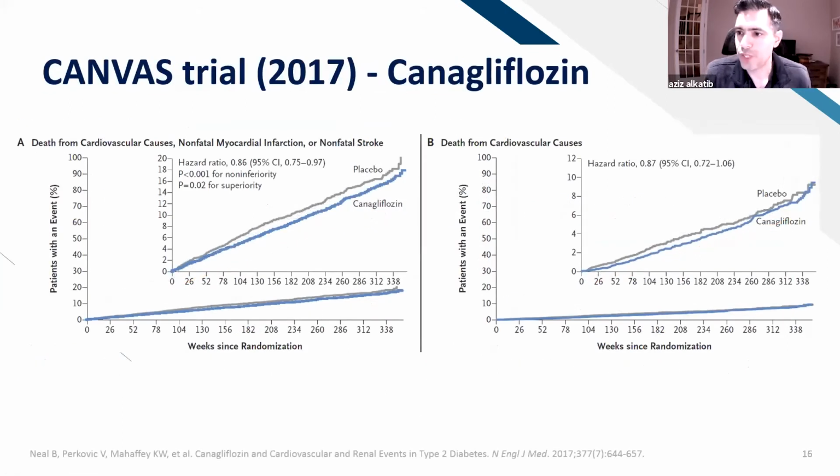Fast forward now 2 years later, where the Canvas trial was published. This was using canagliflozin. These two trials were very similar in terms of trial design. The Canvas trial included diabetics with established cardiovascular disease, but also included patients with high risk for cardiovascular disease. This trial had about 10,000 patients versus 7,000 with the EMPA-REG. But as you can see, there was a positive effect for the composite outcome and borderline for death from cardiovascular causes. Although you could argue that the magnitude of the result is not as robust, but it is a positive trial nonetheless.